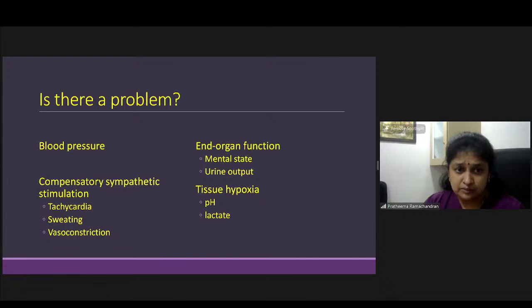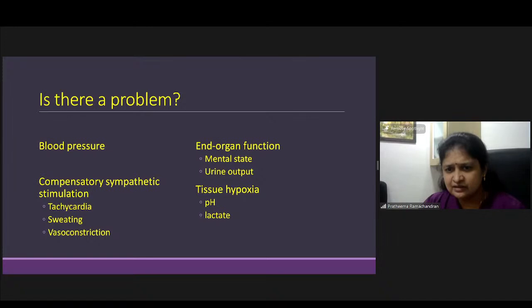Okay, blood pressure is normal, but if the blood pressure is normal, we cannot rule out the shock, because there can be some compensatory mechanism going on. That's why we need to look at the heart rate. If the patient is tachycardic, sweating, there can be a vasoconstriction, we don't know. So the body is trying to keep the blood pressure normal. So the blood pressure, if it is normal, cannot rule out the shock. And we need to look at the end organ function. As I told you, there are three windows, including the skin, then the mental state and urinary output.